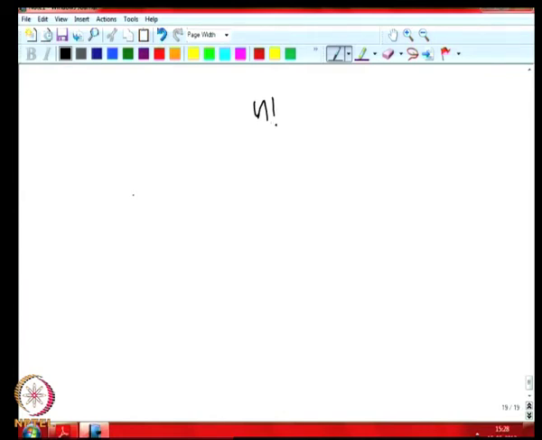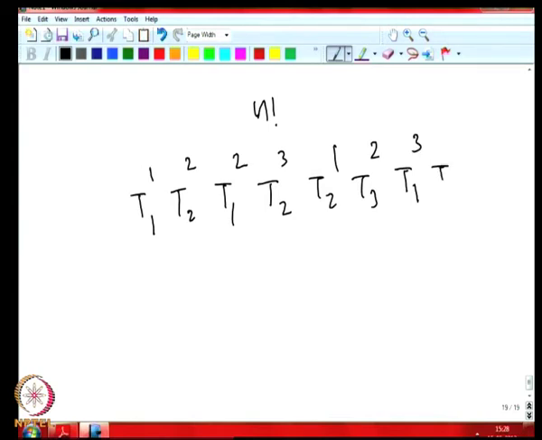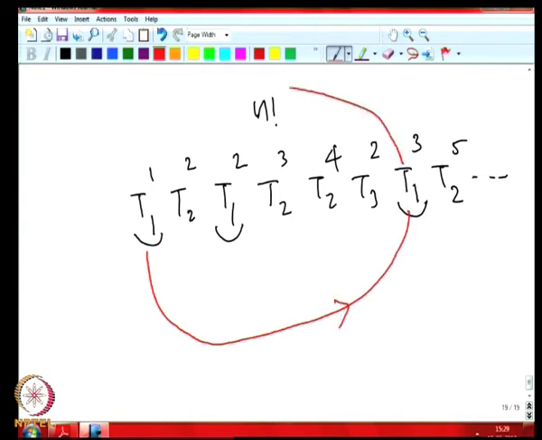For instance, a permutation may look like T11, T22, T12, T23, T21, T32, T13, T24, T25 and so on. It may look like this, but we know that these are all the same types, T11, T12, T13, all are the same types, right. Now, suppose we had taken this and put it here and this we brought here.